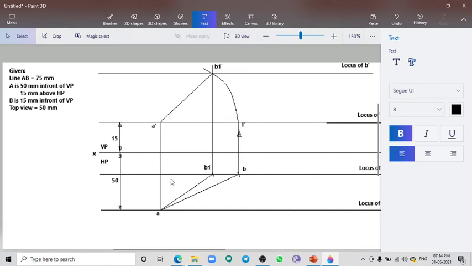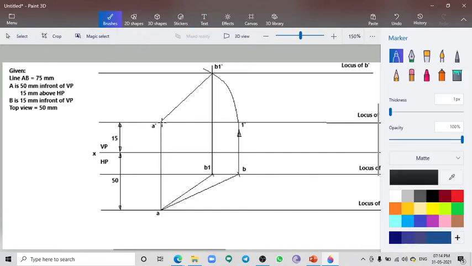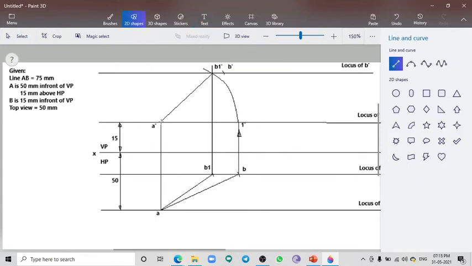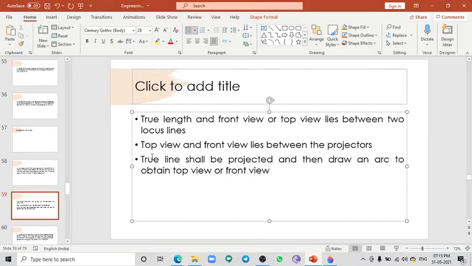Okay, so I'm taking 75 mm in the compass, with A dash as center and 75 mm as radius. I'm going to draw an arc, and that arc will meet approximately here or here. Okay, so I'm taking this over here. So this is to act as point B dash. Then I'm going to join A dash with your B dash, the true line. So now we have the true line. So the true line shall be projected and then an arc drawn to obtain the top view.